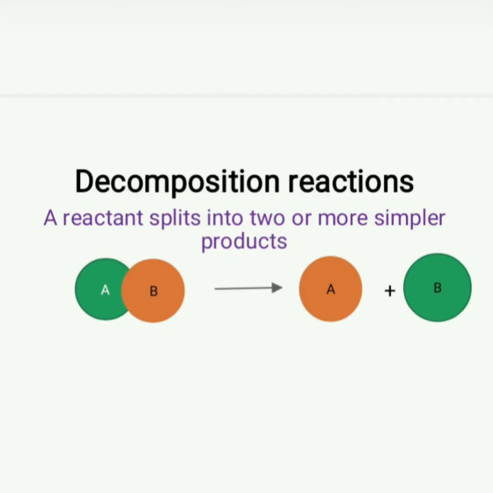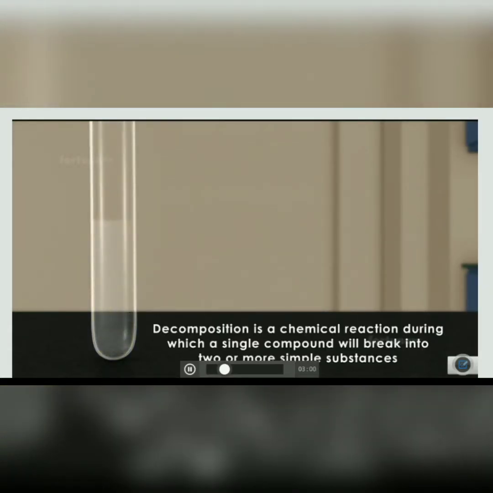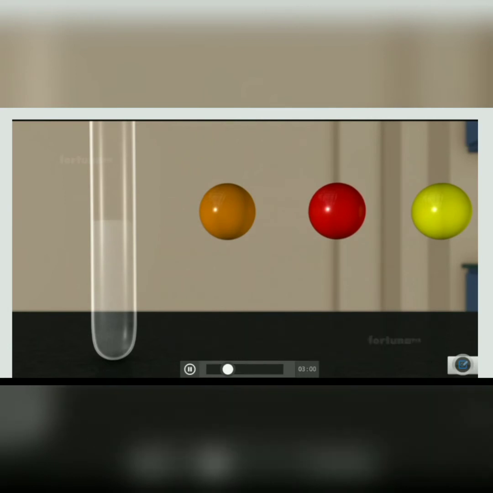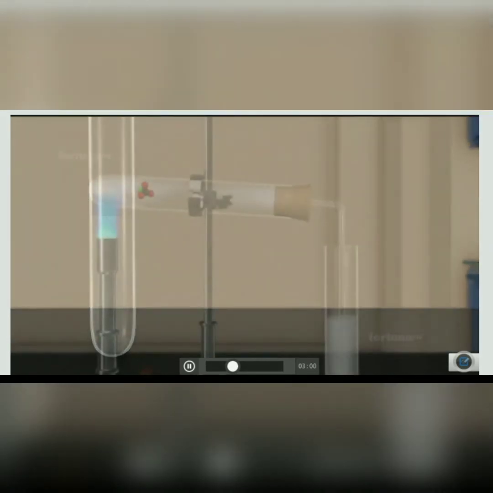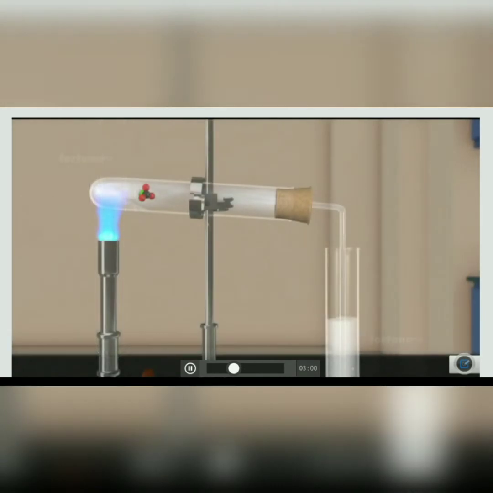Now the second type of chemical reactions are decomposition reactions, in which a reactant splits into two or more simpler products. The decomposition reactions are totally opposite of combination reactions, in which one reactant is decomposed into two or more products. There are three subtypes of decomposition reactions, which are thermal decomposition reactions, electrolytic decomposition reactions, and photolytic decomposition reactions. Let's take a look at each of the three types.